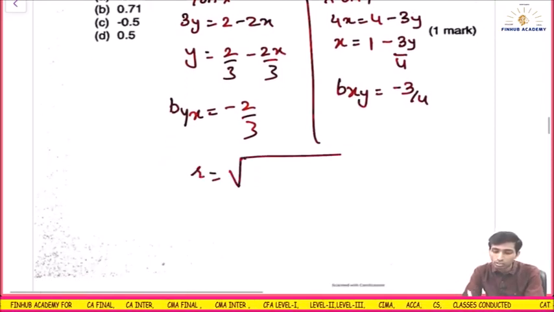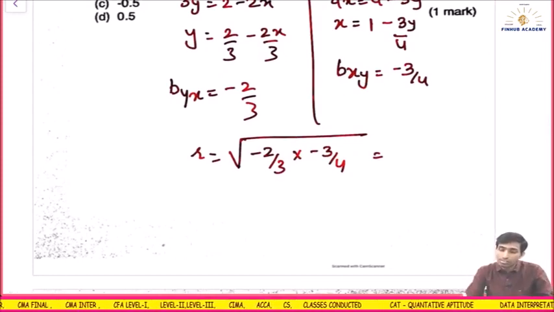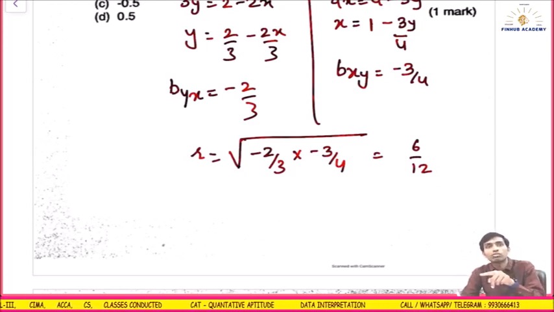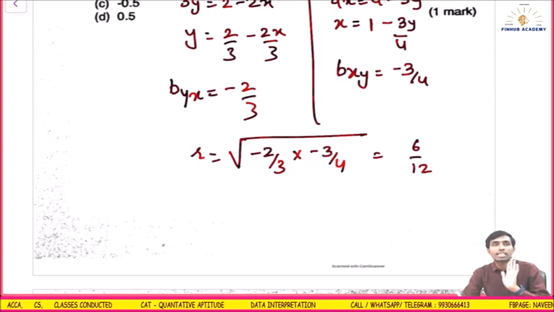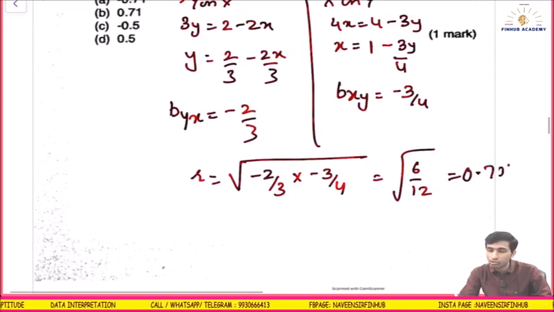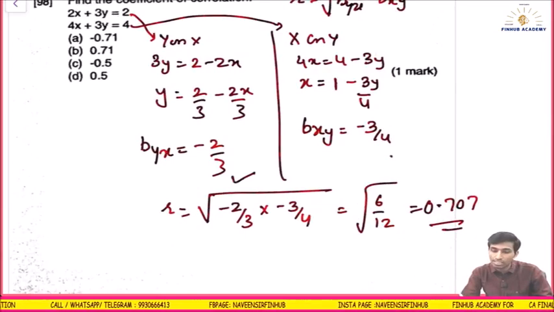So now I'll calculate r. r equals the square root of minus 2 by 3 into minus 3 by 4. The answer is what? 3 2s are 6, 4 3s are 12. 6 divided by 12. See the multiplication, it is less than 1. That is what we tested in the previous question also. The multiplication of these two should be less than 1, then only our assumption is right. Correct? Whatever we assumed for y on x and x on y is correct. So the root of 6 by 12, root of 0.5, the answer is 0.707. That is 0.71.